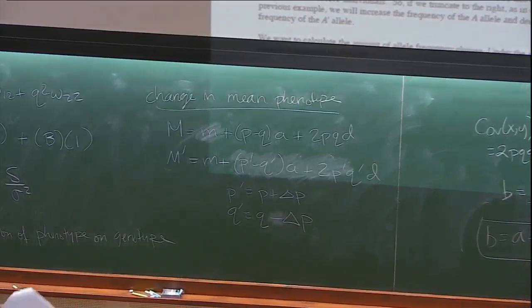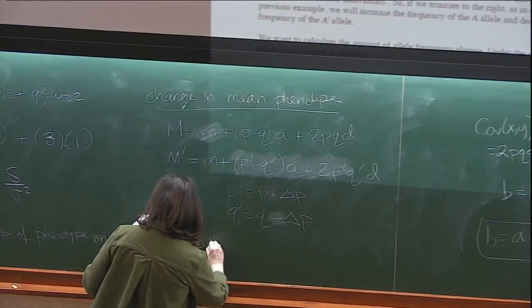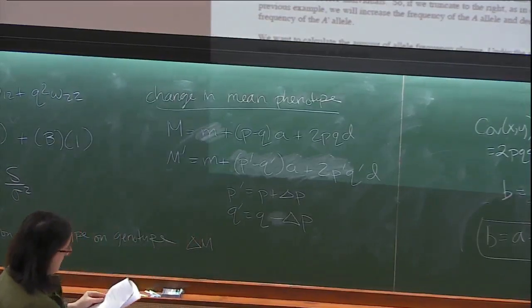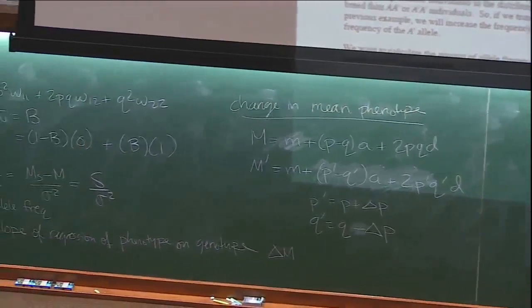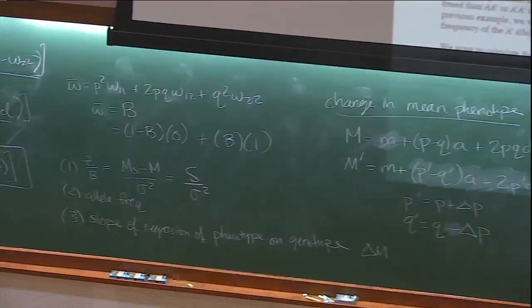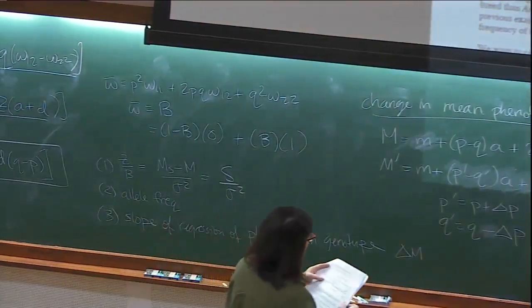So if we do this, then we can do a bunch of calculations and find that delta M, just algebra, I don't feel like doing it, we're going to ignore terms like delta P squared. So we're going to assume that the allele frequency isn't changing too fast. And we can then write it this way.